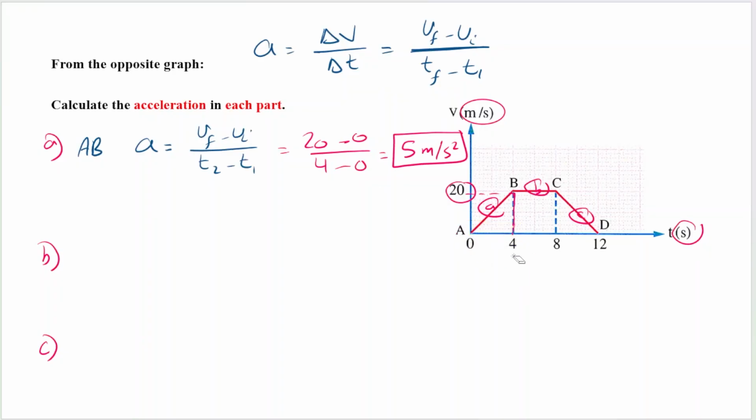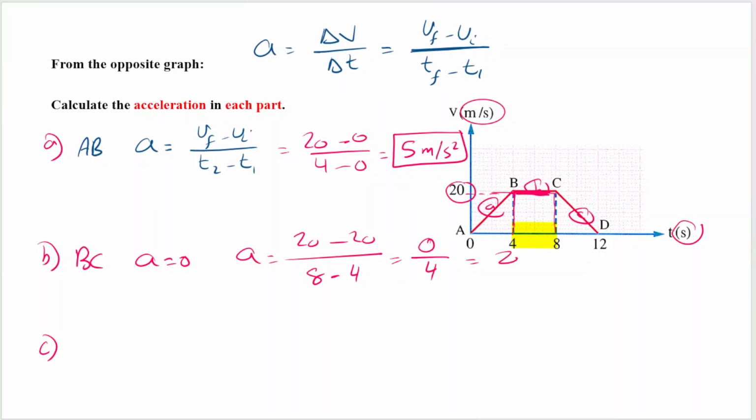What about the second stage? The second stage, it starts from the 4th second, time equal 4 to time equal 8. As you can see, there is no need to calculate it because can you see the velocity is constant. So this means that during BC, the acceleration is equal to 0. But what if you want to calculate it? The final velocity is 20. The initial velocity is also 20. The final time is 8 minus initial time is 4. It doesn't matter because the numerator is equal to 0. 0 divided by anything is equal to 0.